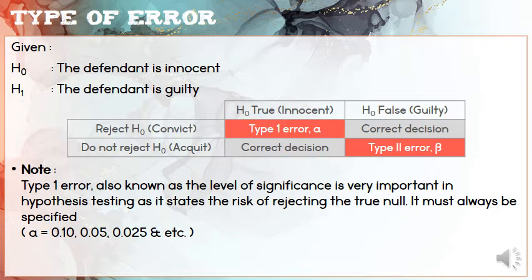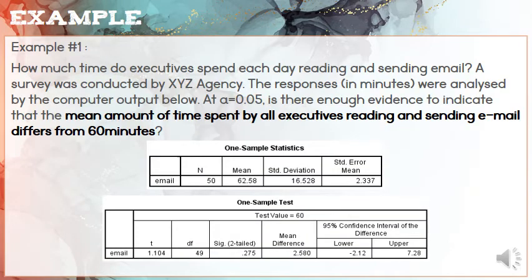But biasa kita pakai type 1 error lah, alpha. So type 1 error, also known as the level of significance, is very important in hypothesis testing, as it states the risk of rejecting the null hypothesis when the hypothesis is true. Okay, so biasa kita pakai alpha 0.1, 0.05, 0.025 lah. But ada lagi alpha-alpha yang lain, tapi ini yang common. Okay, so now kita nak tengok example so that I can explain to you again betul-betul macam mana nak buat step 3, step 4.